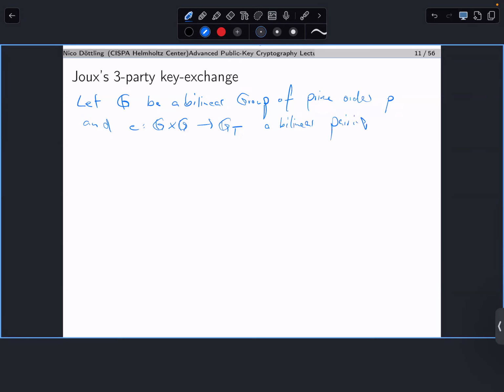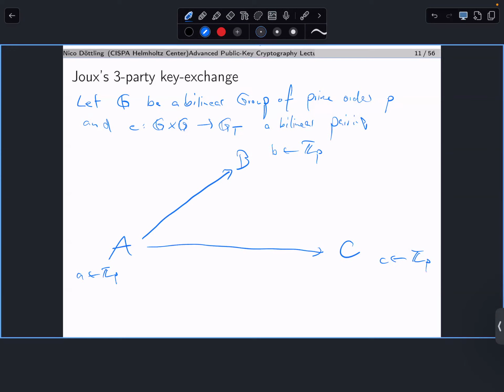So again, we have Alice, Bob, and Charlie. What does Alice do? She chooses a uniformly random a from Z_p, Bob chooses a uniformly random b from Z_p, and Charlie a uniformly random c from Z_p. Then Alice just sends one message to each of them. In fact, it's the same message. She just sends g to the a.